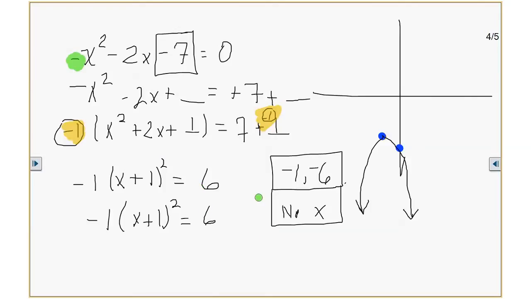And then what do you do to get your vertex? Take the opposite of this guy. Take the opposite of this guy. I got you. Don't worry. You'll get it. Don't worry. All right? Now, somebody graph it. Make sure I know what I'm talking about. See what you get.